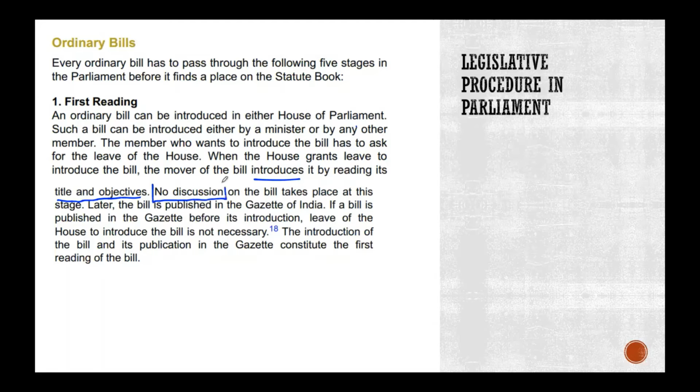It is just about what the bill is. No discussion generally takes place at this stage, but the bill is considered to be introduced when it is published in the Gazette of India. So that is that.